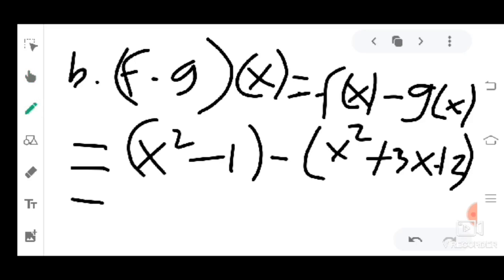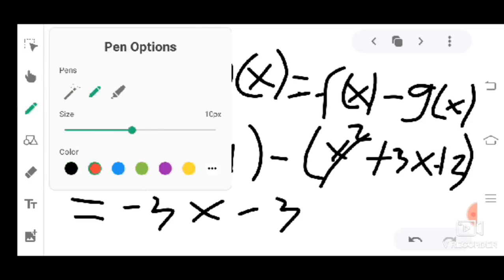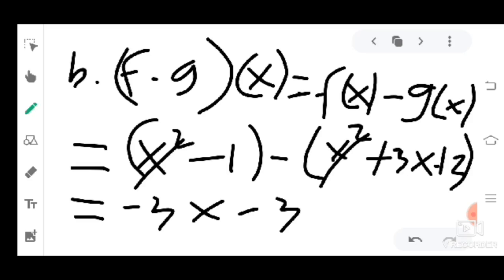So if you combine, x squared minus x squared becomes 0, so it will be cancelled out. Next, we have negative 3x, while for the constants negative 1 minus 2 is negative 3. Means the answer in letter B is negative 3x minus 3.